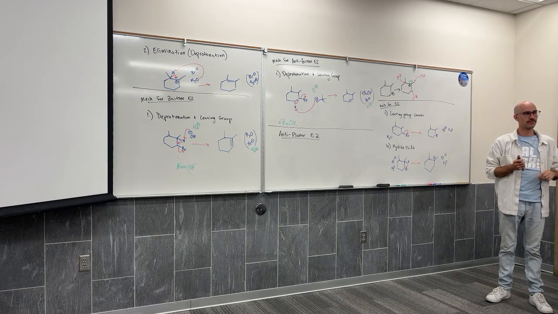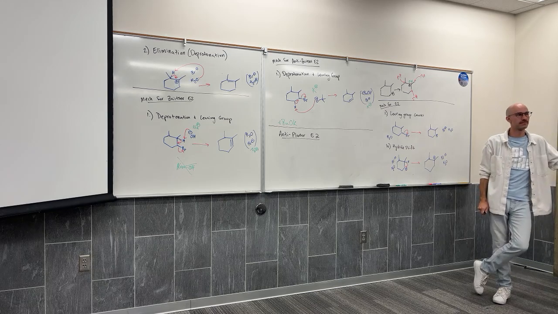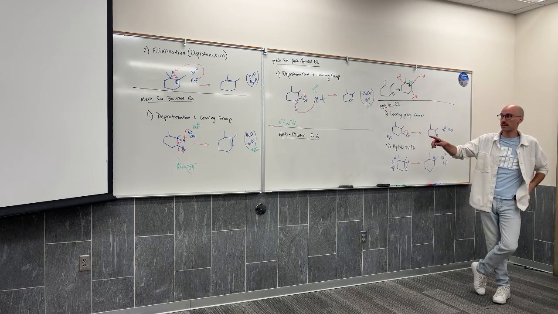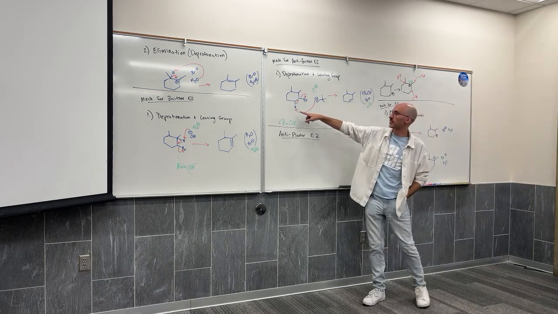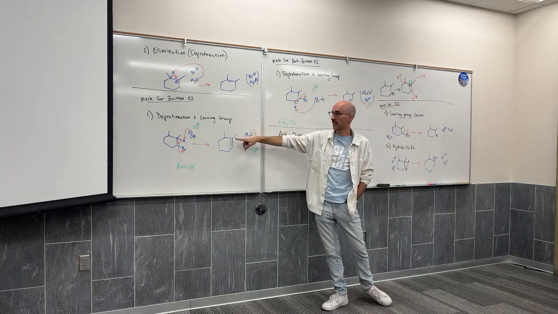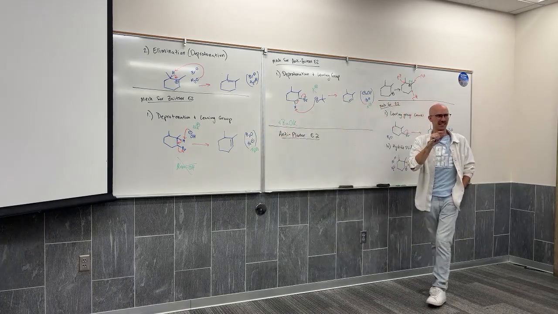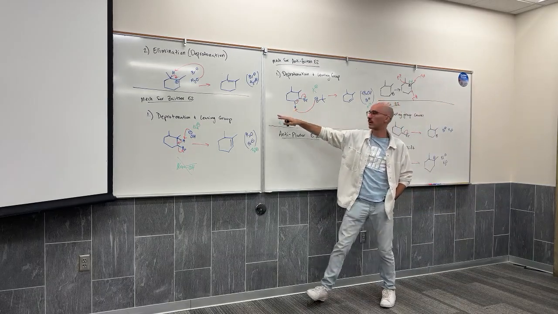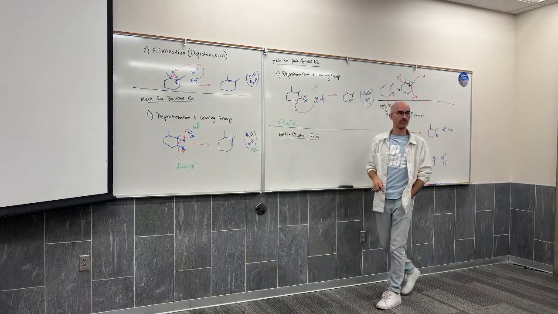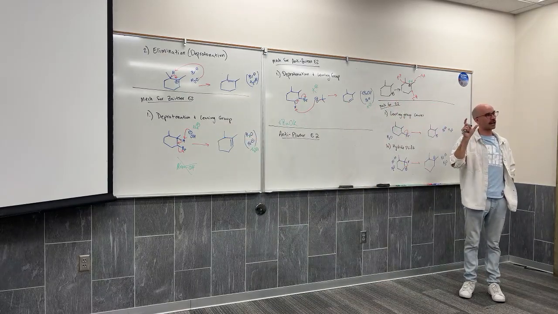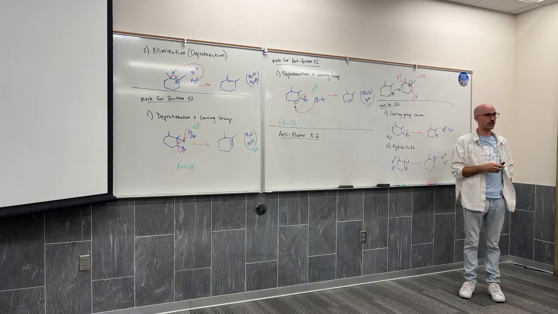Real quick, between the Zaitsev and the anti-Zaitsev, they both yield an alkene. What's the difference? Just the location of that double bond. Correct. Anti-Zaitsev goes for the less substituted alpha hydrogen. Zaitsev goes for the most substituted. I say alpha hydrogen, sorry. Least substituted beta hydrogen, most substituted beta hydrogen. Zaitsev is a regiochemistry term, much like how Markovnikov is a regiochemistry term.